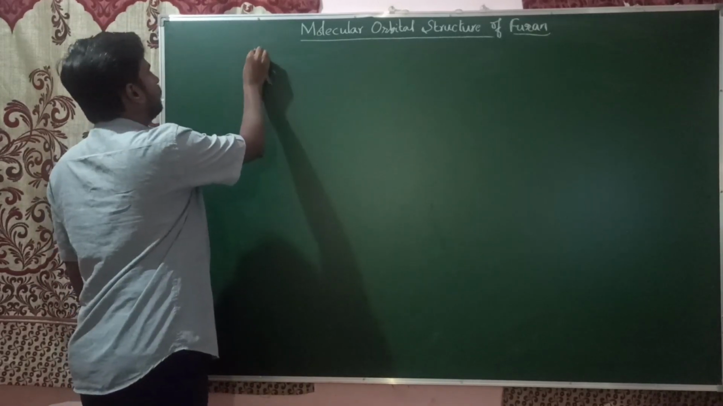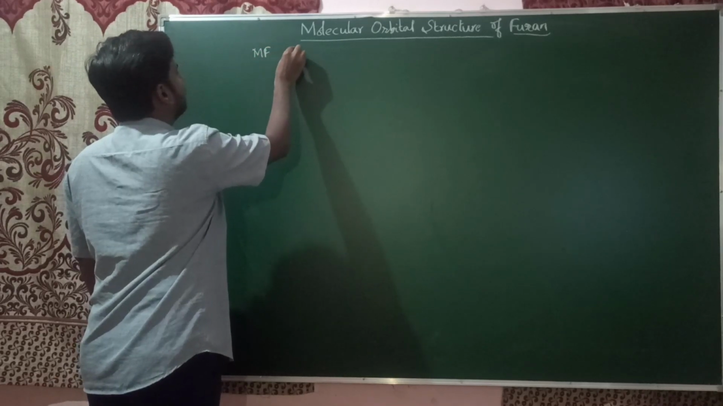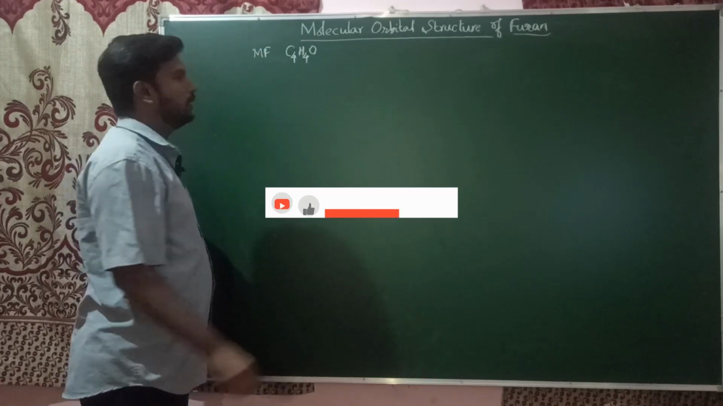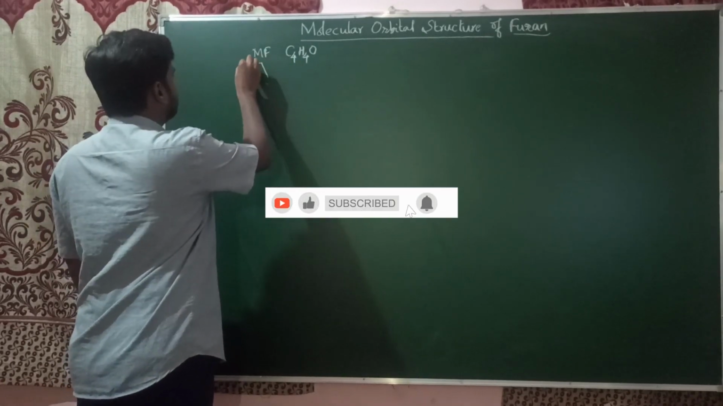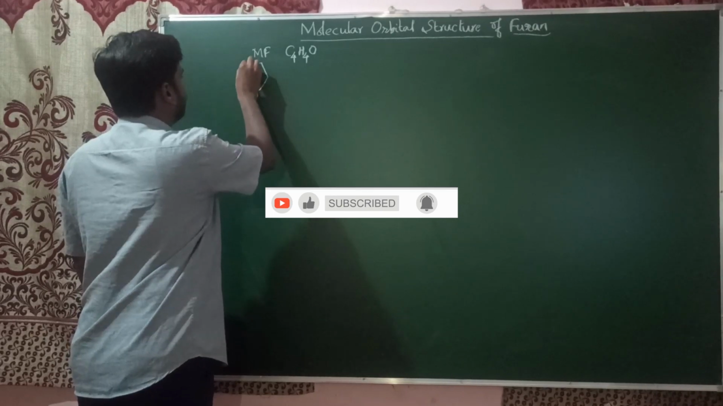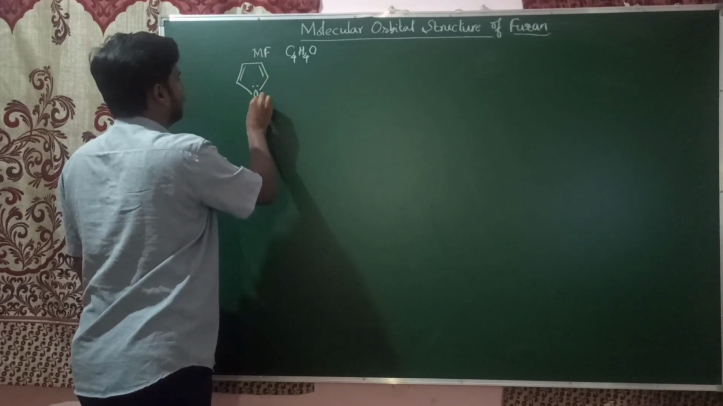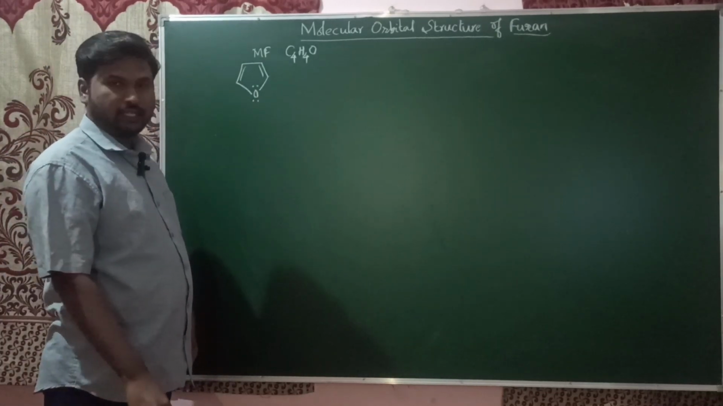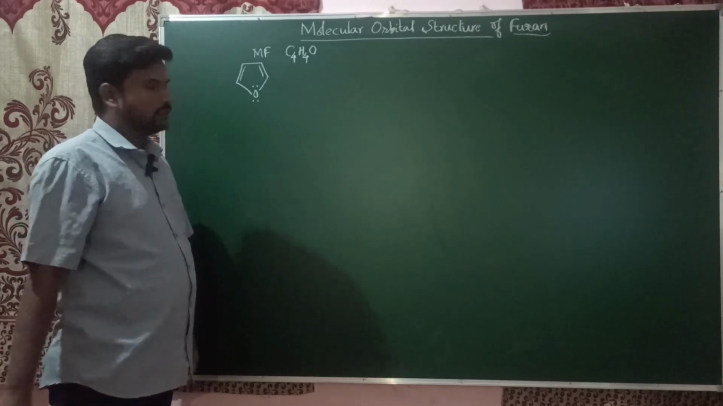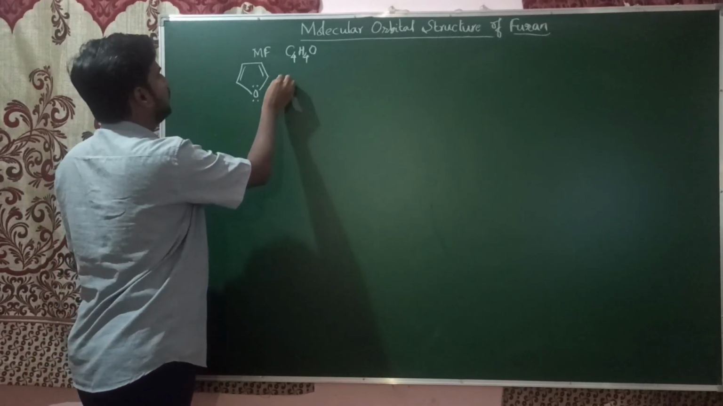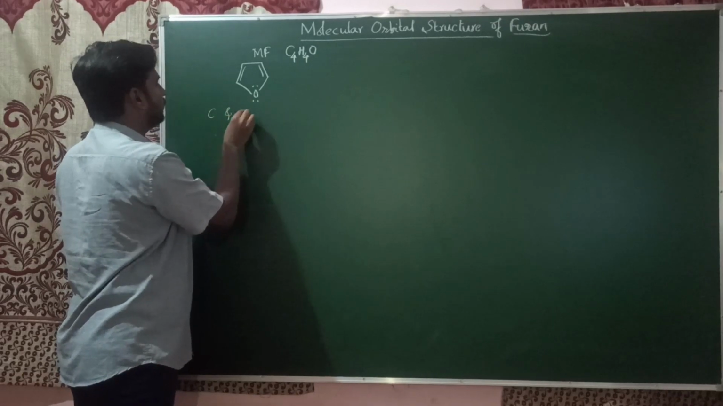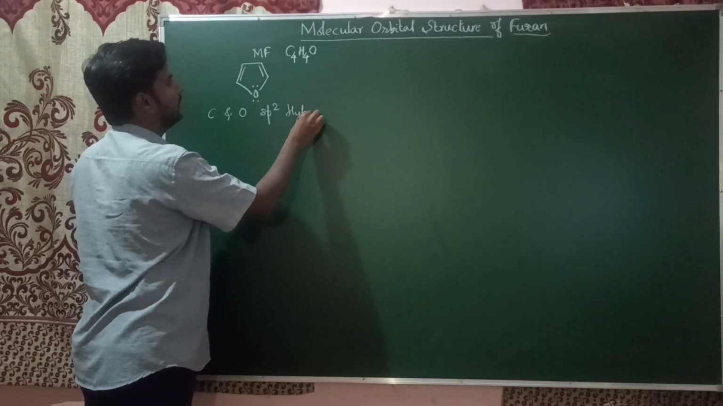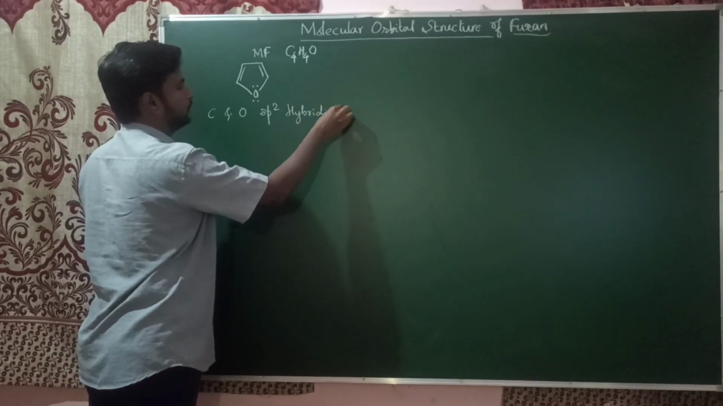So furan, its molecular formula is C4H4O, and this is the structure of furan. It is a heterocyclic compound containing one oxygen as a heteroatom. So here we have carbon and oxygen. Both carbon and oxygen are sp2 hybridized.